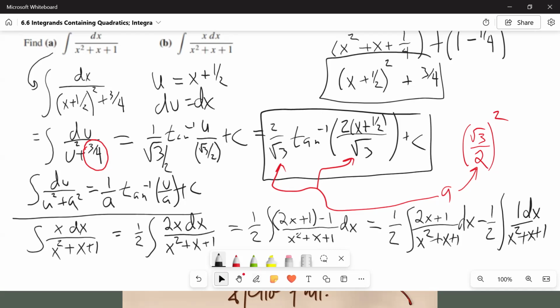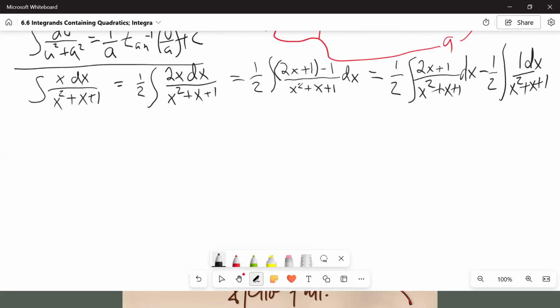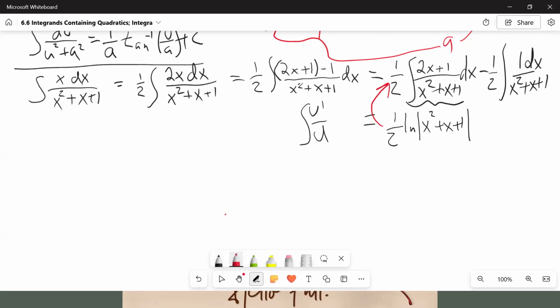All right, so we're not done yet. We're going to keep going here because this one's pretty cool. So I just move some things up here. Now, this integral right here is the integral of u prime over u. So this is the form of natural log. So it's 1/2 natural log absolute value of x squared plus x plus 1. And that goes with this integral, but I still have this one to take care of.